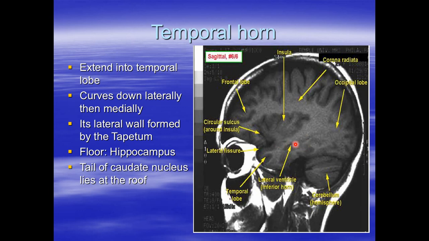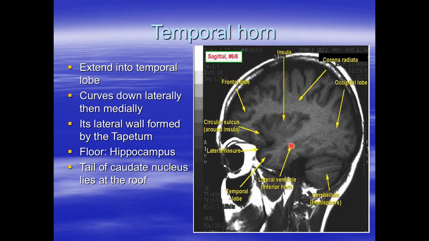In the roof is the tail of the caudate nucleus. It starts here around the head, and then it curves like that, and the tail comes at the roof of the temporal horn of the lateral ventricle. This temporal horn should normally be slit-like, very thin, just like a slit.